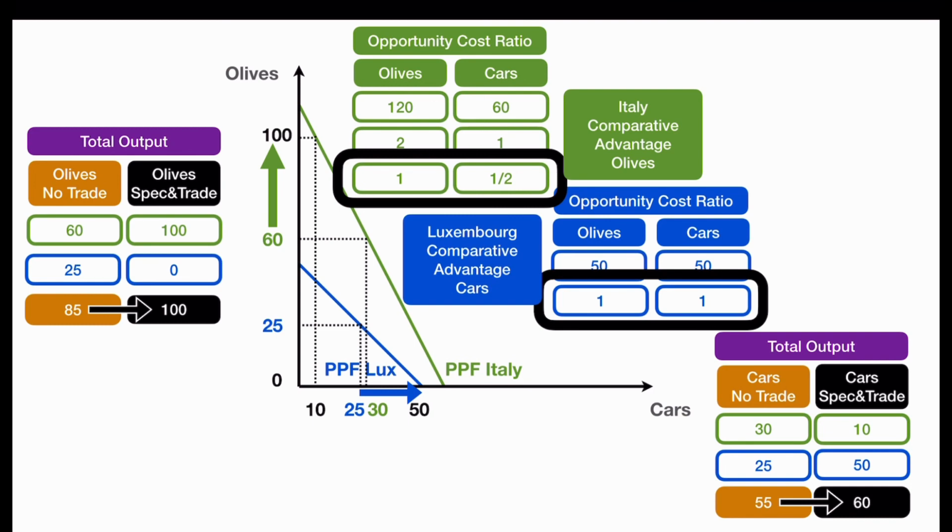Therefore, this specialisation in the production of goods where countries have a lower opportunity cost, a comparative advantage, increases world output and consumption of both goods. And that is how the theory of comparative advantage can show the benefits of trade.